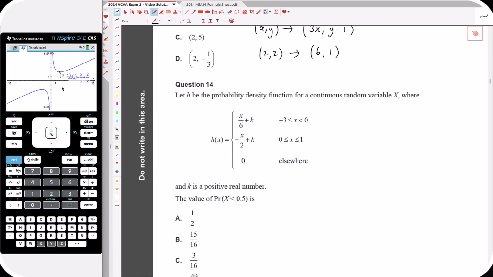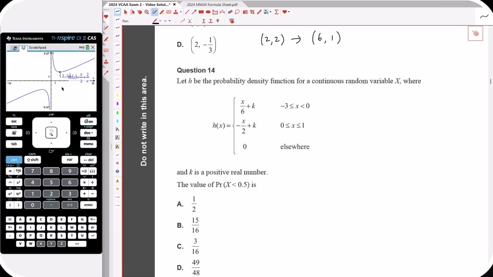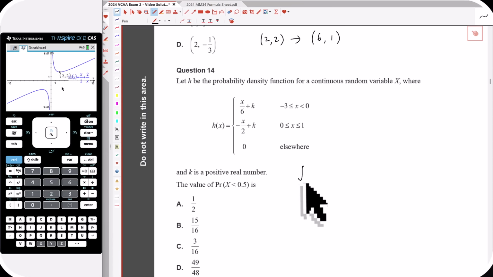Okay, question 14. Let h be the probability density function for a continuous random variable, where k is a positive real number. Find the value of the probability of x being less than 0.5. So we're going to need to work out k first of all, using the total area.